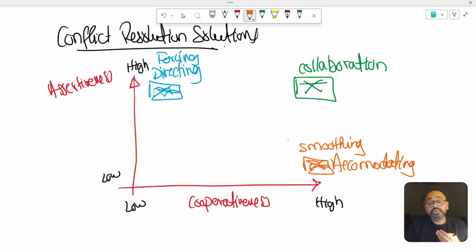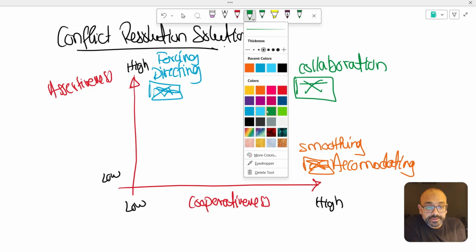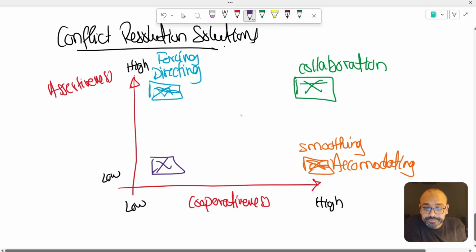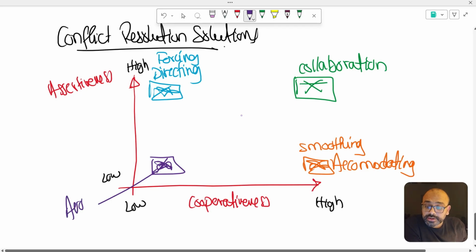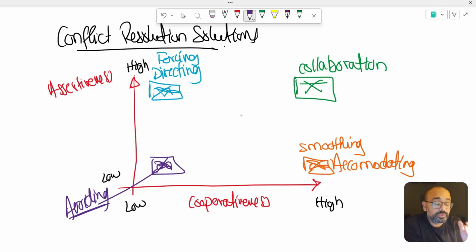This is smoothing, accommodating. And then we have over here this purple color, which is I'm not putting my point of view and I'm not willing to cooperate as well. This is avoiding. I'm avoiding the conflict. It means I don't have my point of view, I don't want to put my point of view, and cooperativeness is also not there.